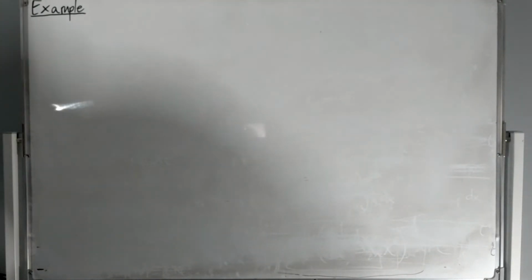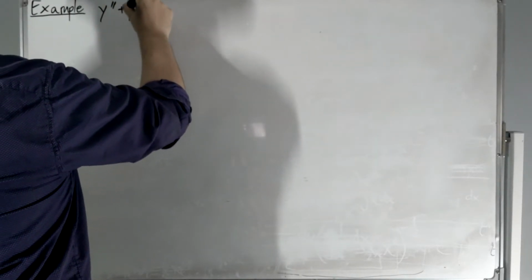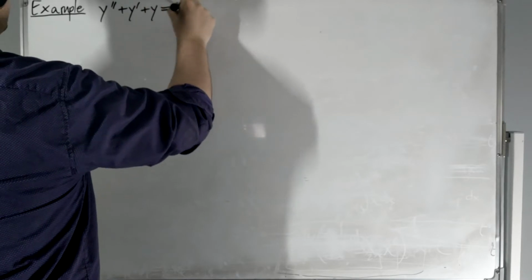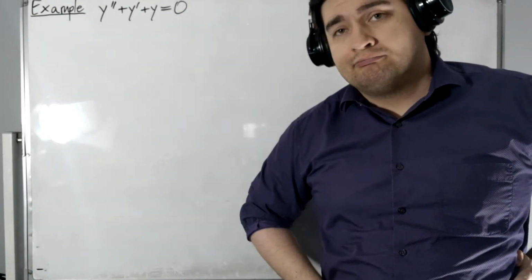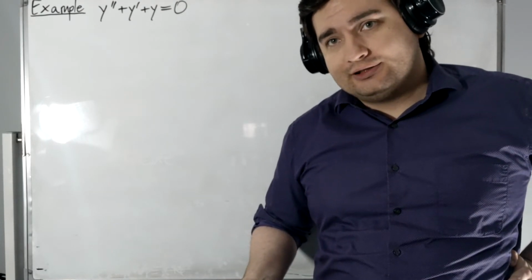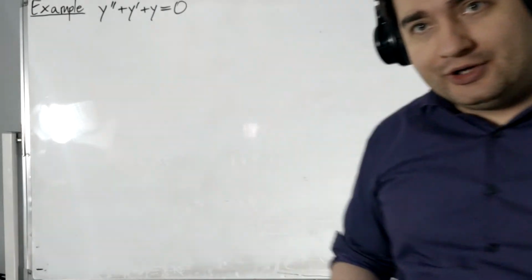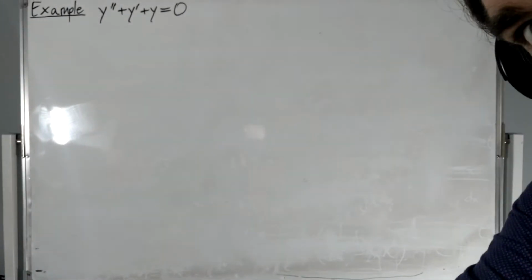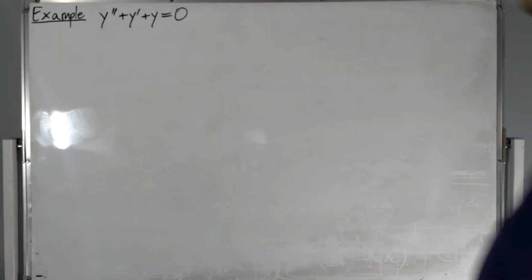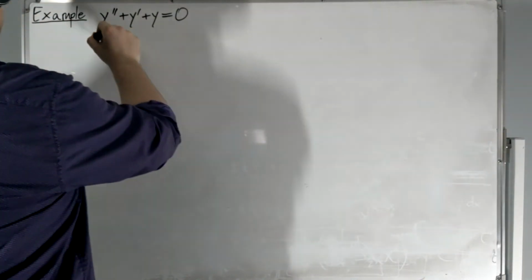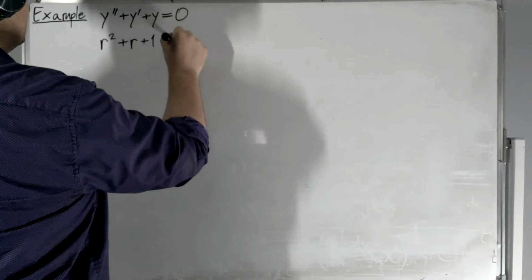So suppose you want to find the general solution of the following ODE, y'' + y' + y = 0. Again, that's not any more unreasonable than any other ODE we've worked with. But nonetheless, it will end up having complex roots in the characteristic equation, because the characteristic equation is r squared plus r plus 1 equals 0.